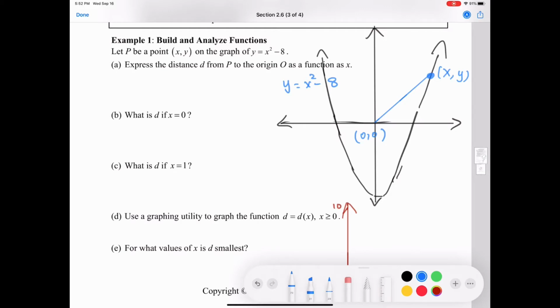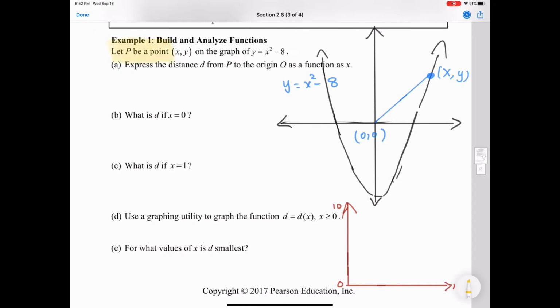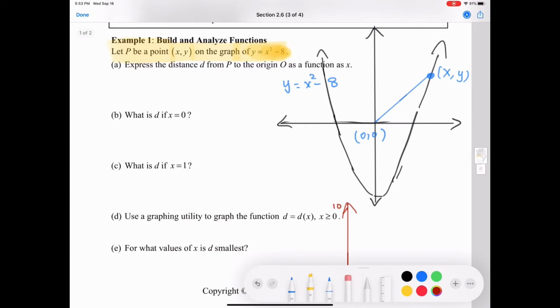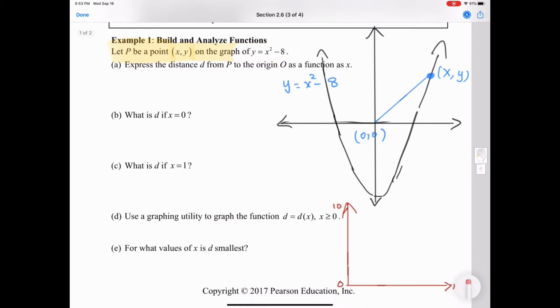Okay. So the first thing I'm reading here is let P be a point. We are representing it by a coordinate x comma y on the graph y equals x squared minus 8. So the first step is graphing this graph y equals x squared minus 8. I hope you all would have noticed this is a graph of a square function transformed down 8 units, or in other words, it has a vertical shift down 8 units. Again, these are coming from the previous section, so I hope you can relate that to it.